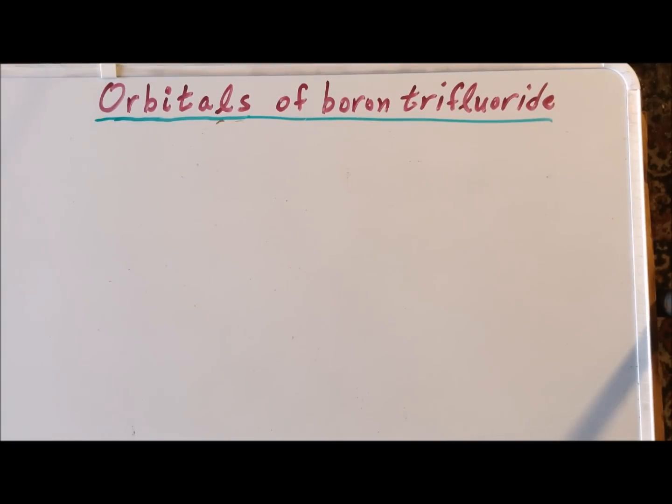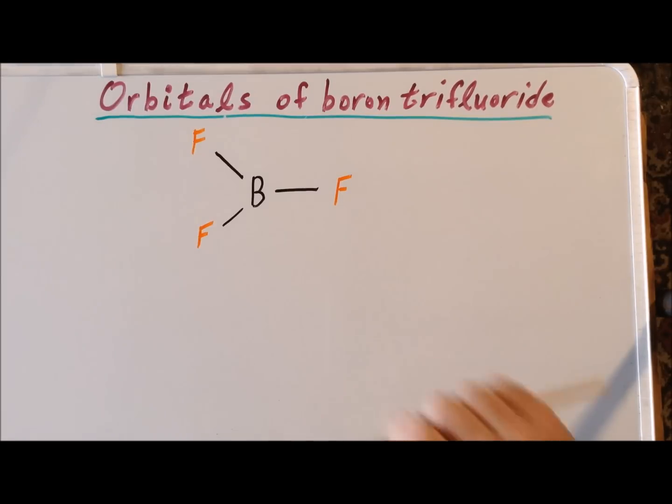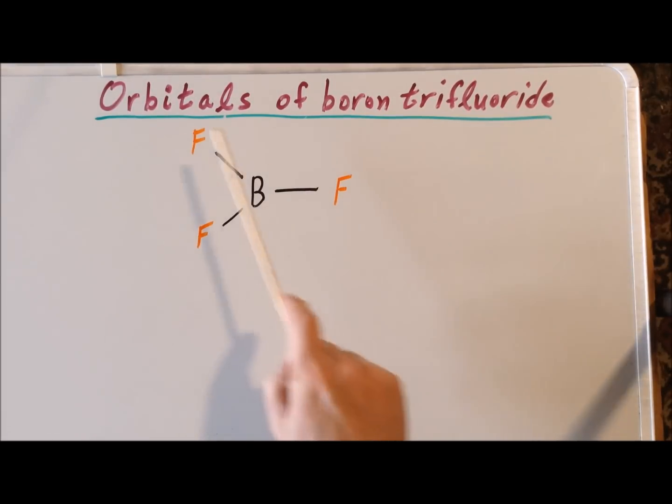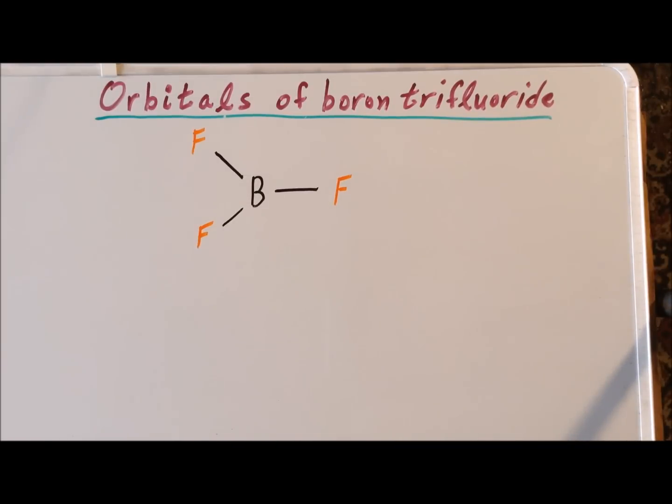Hello. In this video, we are going to derive the sigma orbitals of boron trifluoride, BF3, using the projection operator method. We can draw the structure of boron trifluoride as follows, recalling that it is a trigonal planar molecule, which means that all four of the atoms are in the same plane, which we'll call the XY plane in this case.